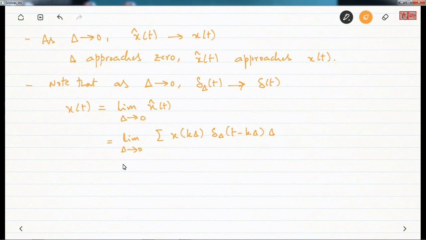Now the final twist is something like this. As delta goes to 0, in this equation the summation becomes an integral, and delta delta of t becomes simply delta of t. So finally this becomes the integral from minus infinity to plus infinity of x of tau delta of t minus tau d tau.